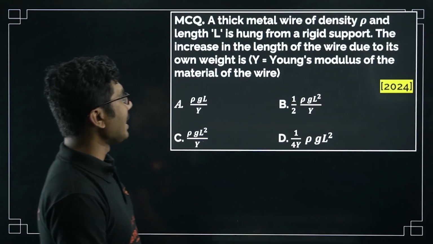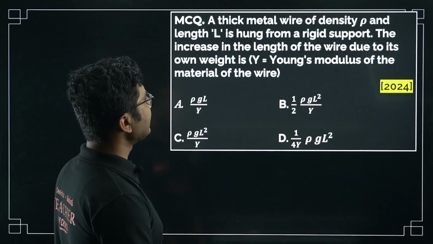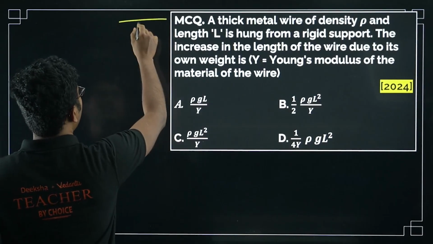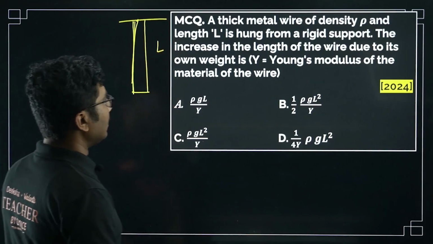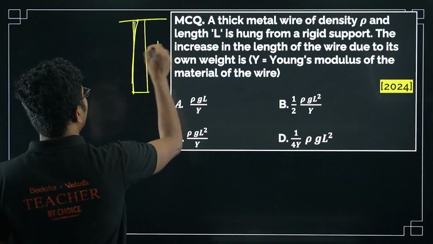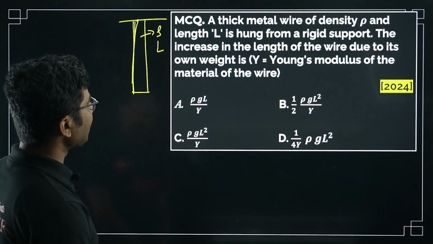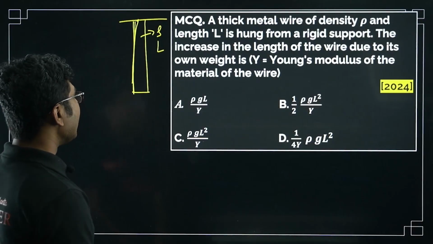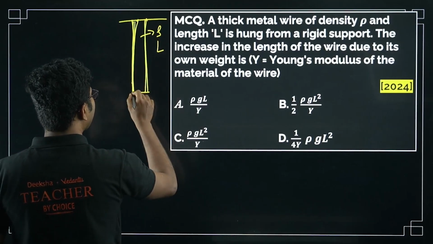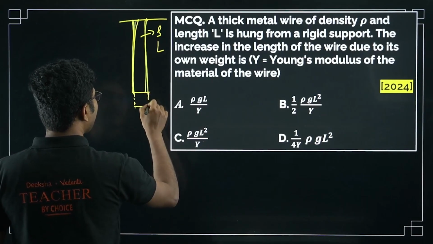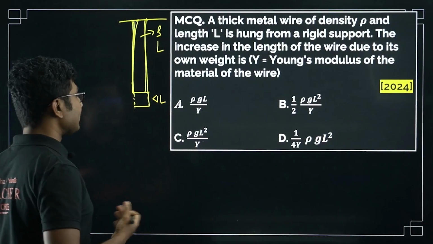See one question. A thick metal wire of density rho and length L is hung from a rigid support. So this is an object of length L and density rho, hung from a rigid support. Find the increase in the length of the wire due to its own weight. When you hang it like this, because of its own weight the object will expand. There will be some expansion, and we are trying to find this expansion of the object.